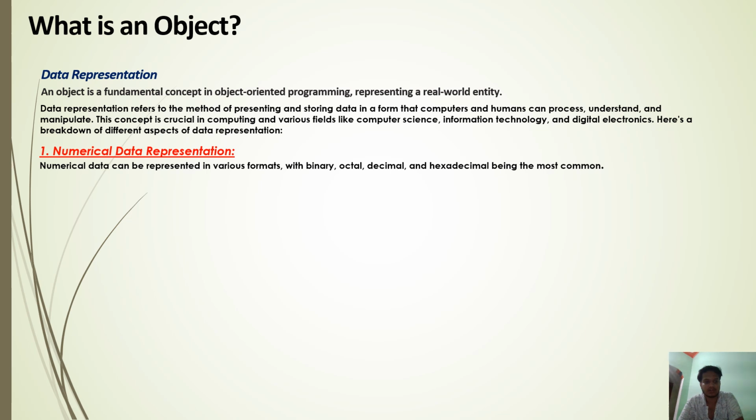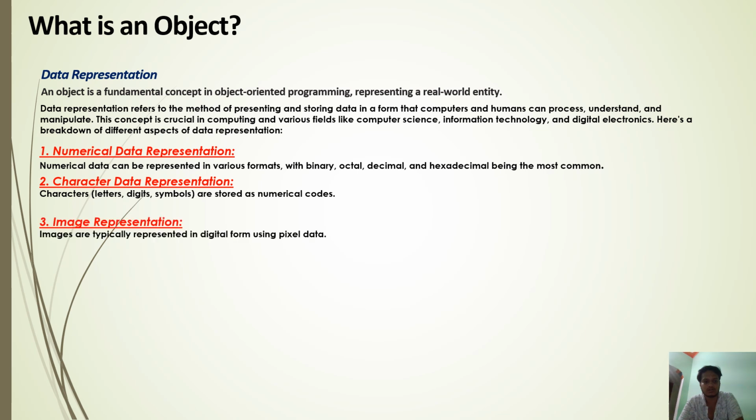Numerical data representation. Numerical data can be represented in various forms, with binary, octal, decimal and hexadecimal being the most common. Character data representation. Characters, letters, digits and symbols are stored as numerical codes. Image representation. Images are typically represented in digital form using pixel data. Audio representation. Audio signals are typically represented in digital waveforms.